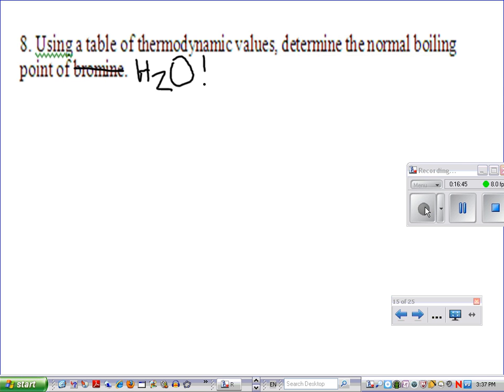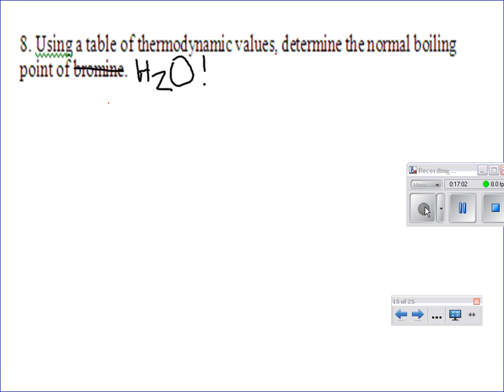What's really cool about this is you're going to be able to tell me the boiling point of water, which you know what it's supposed to be, but using thermodynamic values, not taking a thermometer and shoving it in water. You're actually going to calculate it using thermo. Here's the important thing. I first need a reaction describing water boiling. What would a reaction look like when water boils?